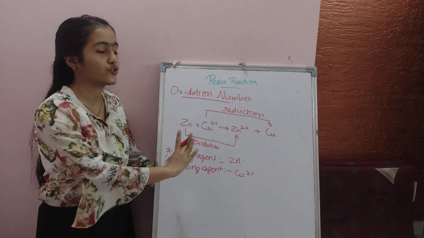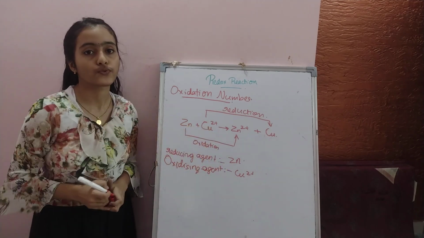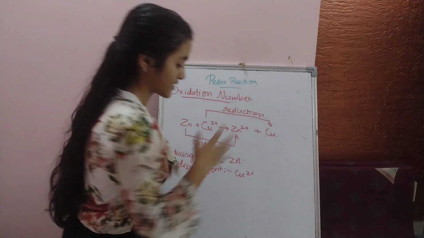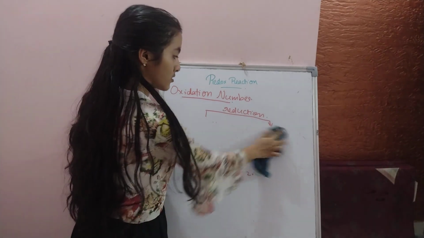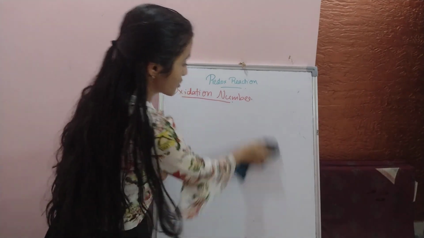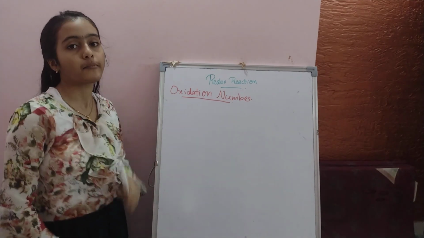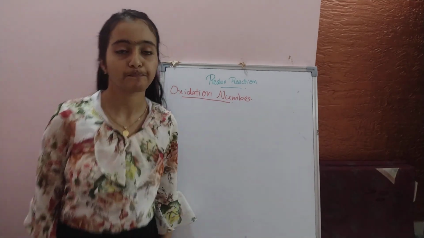This is also an important question: determine which is the reducing agent and which is the oxidizing agent. It is an important question for boards, class 11 boards or school exams. Now coming back to our topic of oxidation number.